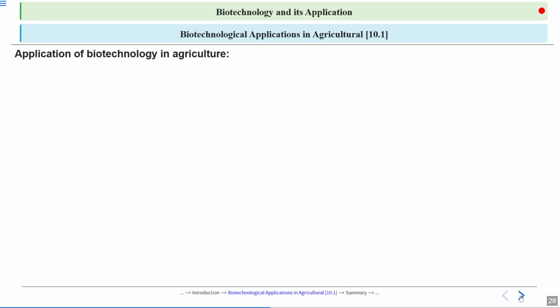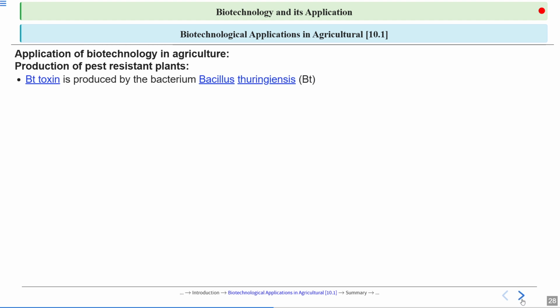Now, what are the applications of biotechnology in agriculture? First, we can produce pest resistant plants. So, what are these pest resistant plants? They are plants to which pests cannot do any harm.